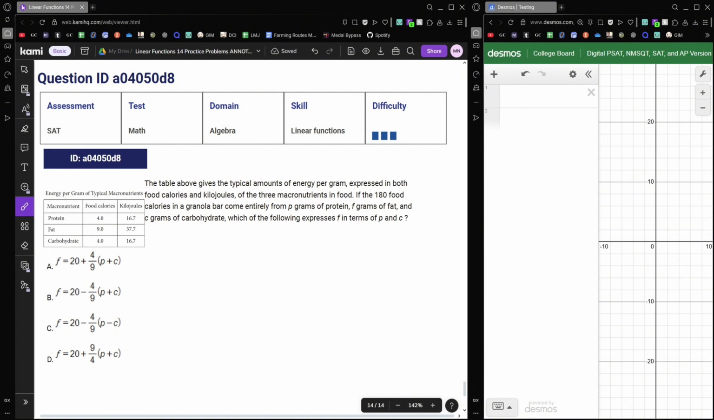Alright, so if we look at our table, we know that in each gram of protein, there's 4 calories, so we can do 4 times P, plus each gram of fat, there's 9 calories, so 9 times F, plus each gram of carbohydrate, there's 4 calories, so 4 times C, and we know that all of these would equal 180 calories in total. Then they want us to express F in terms of P and C, which basically means just get F by itself. First, let's go ahead and move 4P and 4C to the other side by subtracting it from both sides of the equation.